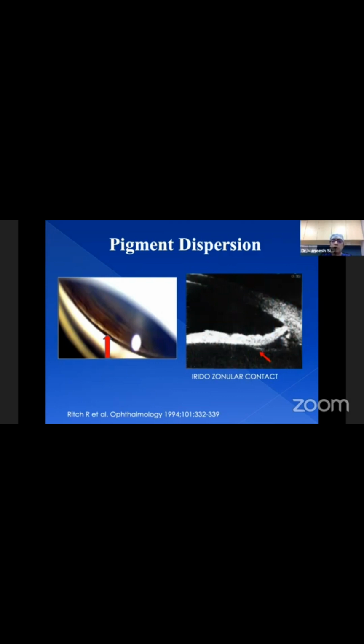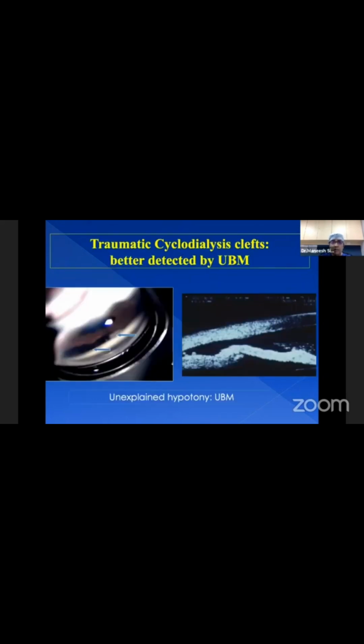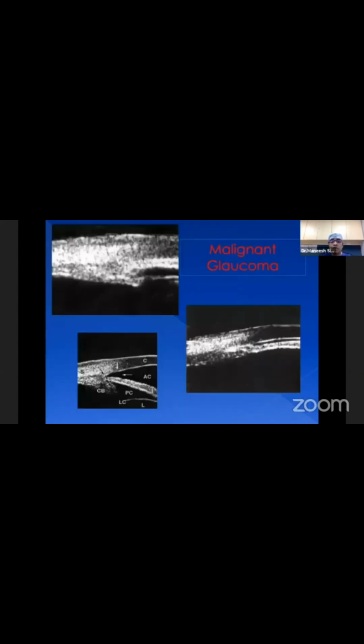In pigmentary glaucoma, UBM is extremely useful to show the iridozonular contact. So these are the patients where you can consider going for an iridotomy. In unexplained hypotony, you can see the supraciliary effusion, which no other investigation can actually pinpoint. Plus in patients with cyclodialysis cleft, UBM definitely is better compared to gonioscopy in detecting these clefts. Also, in post-surgical shallow chambers with malignant glaucoma, you can actually see this flattened and anteriorly rotated ciliary body, which is a diagnostic test for malignant glaucoma. So these are certain cases where UBM definitely gives you extra information compared to gonioscopy.